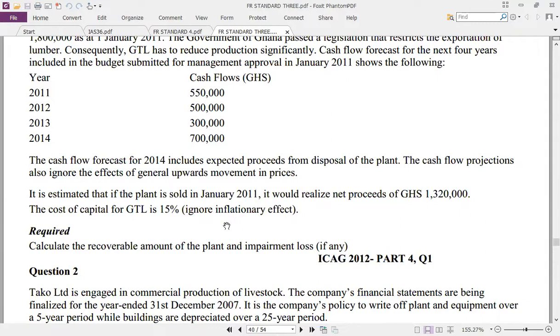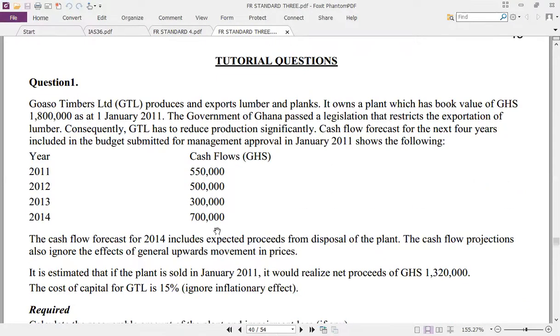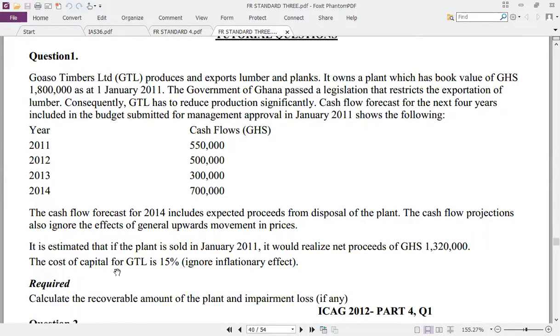Inflationary effects. Okay. Now, we need to first have the current amount there. So first, let's calculate the recoverable amount. For the recoverable amount, we have to get two values and find the higher one. Let's estimate the value in use first. So now, we'll give you the rules governing the value in use. What are the rules governing value in use?